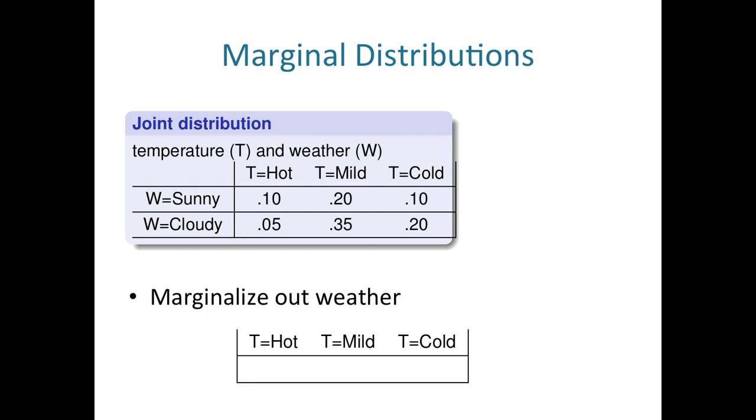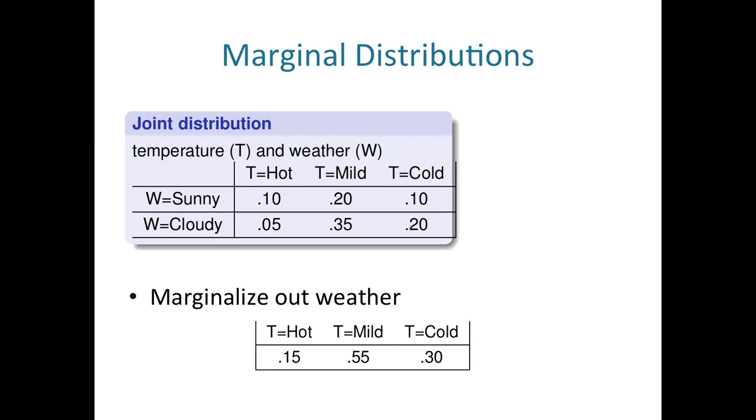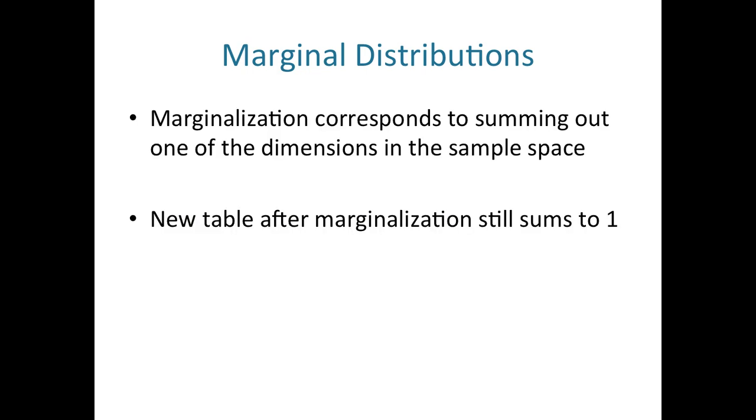We can marginalize on a given feature. In this case, we would marginalize on the temperature. What we do is sum up all the probabilities for each of the features given all the different types of weather. So in this case, we fill out the table with the sum. The temperature being hot, the probability is 15%, temperature being mild, probability is 55%, temperature being cold, probability is 30%. So marginalization corresponds to summing up all the dimensions in the sample space.